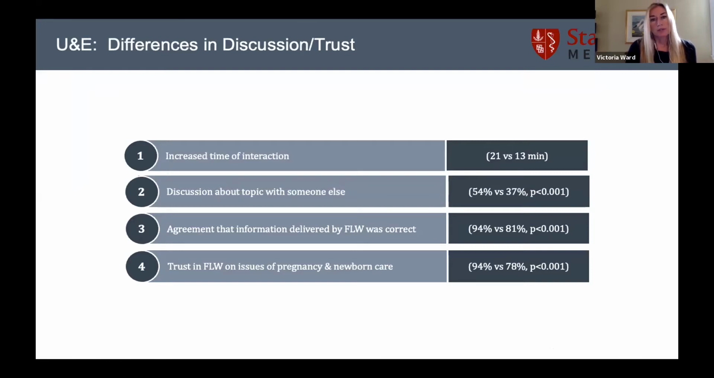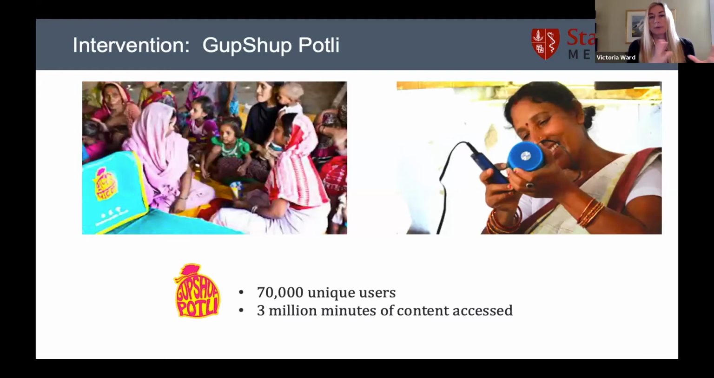And in the UNE data, we also can look at whether the women then discussed those messages with others in their community, like their husband or their families or their community members. And you see that more commonly they discussed topics, and that this was really across the continuum of care, with other people in their community. You also see that they had increased trust in the frontline worker with whom they were speaking for those women who were exposed to the tool. So that's the Mobile Kunji data.